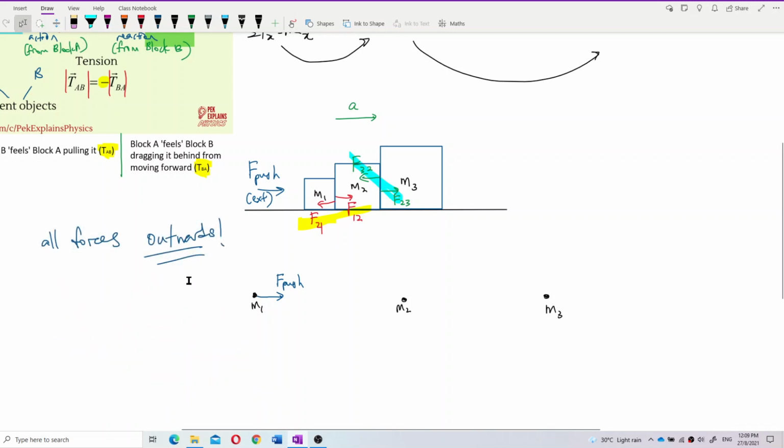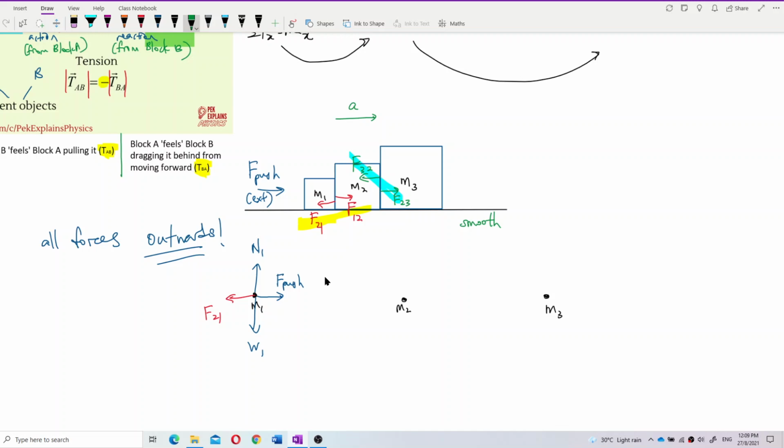Okay, all forces outwards. So now, pushing force is over here, and then what does it experience? It experienced this. Mass 2 is blocking behind, isn't it? It feels the mass 2 is blocking behind. So this is the F21. And then also it experienced what other force? It has its own weight W1, and also it has the normal force 1.